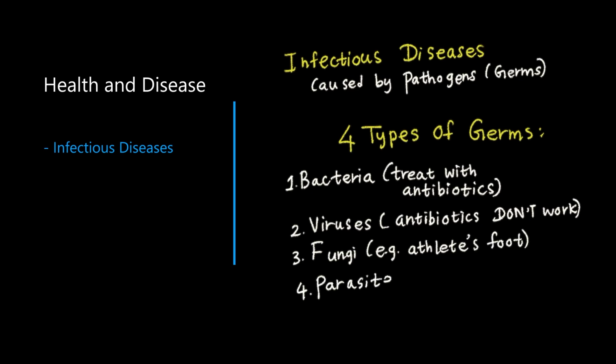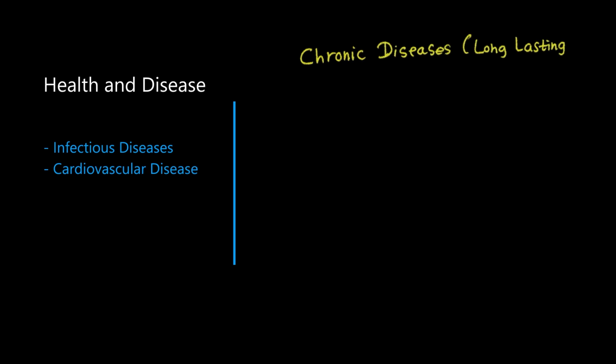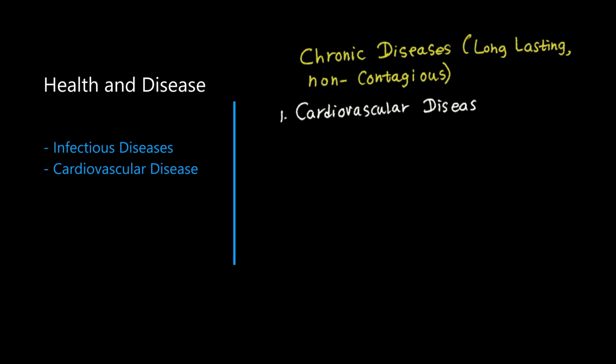These germs can be transmitted in several ways: through direct contact like kissing or a sneeze droplet, through indirect contact like touching a doorknob that a sick person touched, through bites from insects like mosquitoes or ticks, or through the consumption of contaminated food or water. Chronic diseases, on the other hand, are long-lasting conditions that are generally not caused by germs and are not contagious. They are the leading causes of death and disability worldwide.